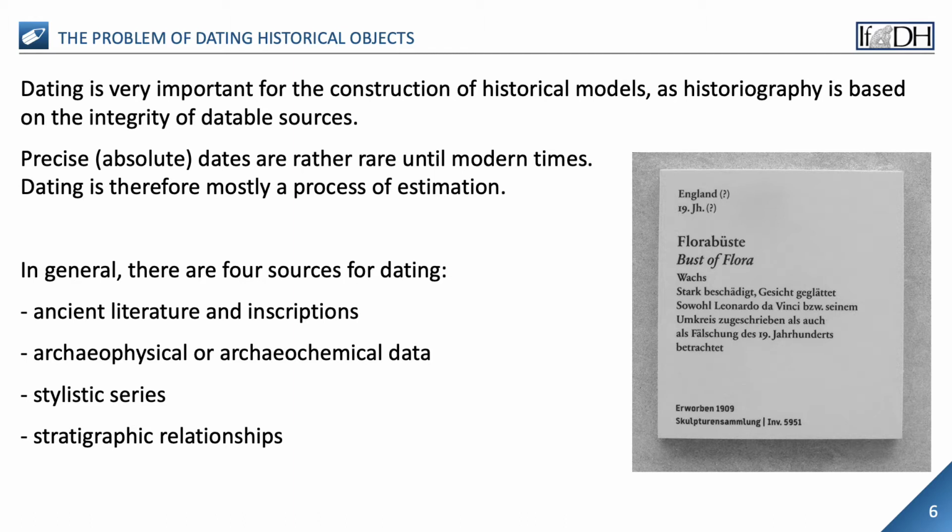In general, there are four sources with which objects of the past can be dated. First, there are contemporary texts, such as literature and image inscriptions, which provide us with clues for classification. Then there are archaeophysical or archaeochemical data, which only seem more exact at first glance. They too are open for interpretation. Third, the seriation mentioned in the last lesson, and in space, stratigraphic relationships, which I will explain in more detail in a moment.